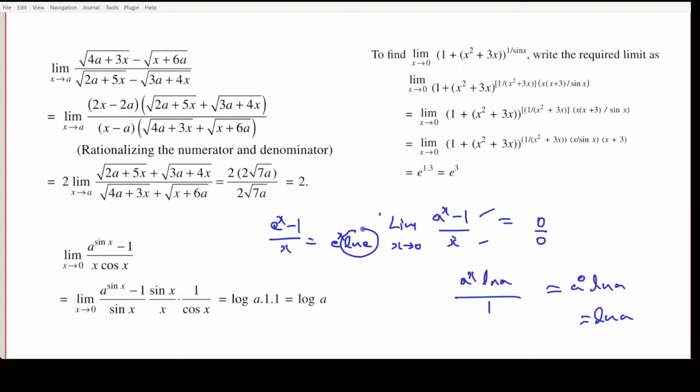But what is ln e? ln e is actually equal to 1, right? Agreed? When you say natural logarithm, that means it's to the base e. Log base e of e should be equal to 1. e power 1 is e, right?